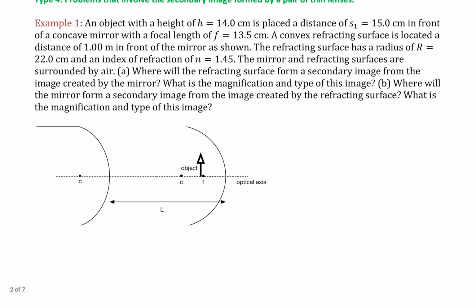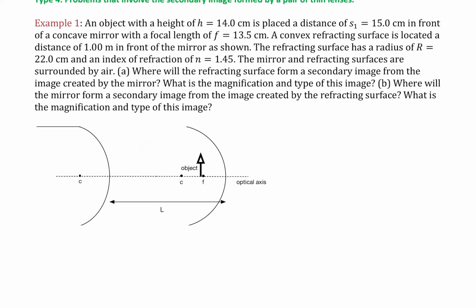Okay, so here we have it. Let me read the example statement. An object with a height of 14 centimeters is placed a distance of S1 equals 15 centimeters in front of a concave mirror with a focal length of 13.5 centimeters. And this is pretty much drawn to scale. A convex refracting surface is located at a distance of 1 meter in front of the mirror as shown. The refracting surface has a radius of 22 centimeters, and that would be this distance here to get to the center, and an index of refraction of 1.45. The mirror and refracting surface are surrounded by air, which means that N1 is just going to be 1.